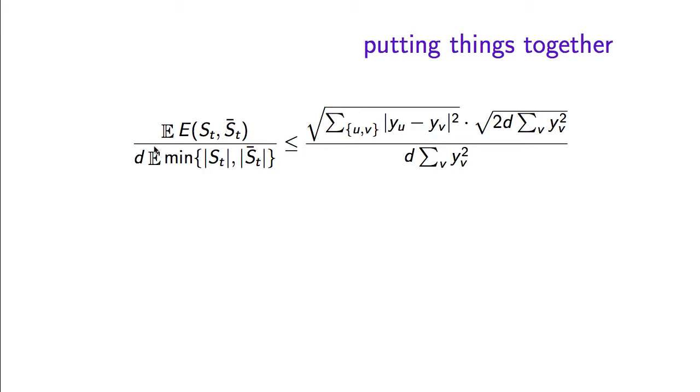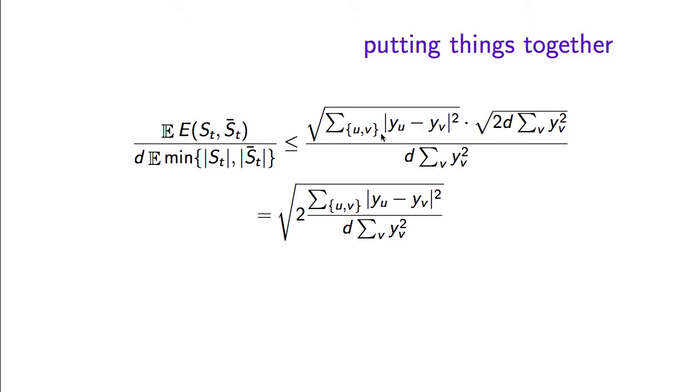Let's look at what is the expectation of the number of cut edges divided by d times the expectation of the small side of the cut. We computed that the denominator is actually identical to this number, and we proved that the numerator is at most this number. So simplify a bit, and this is what you get. This is twice the Rayleigh quotient of y. And when we constructed y, we made it so that its Rayleigh quotient was at most the Rayleigh quotient of x.